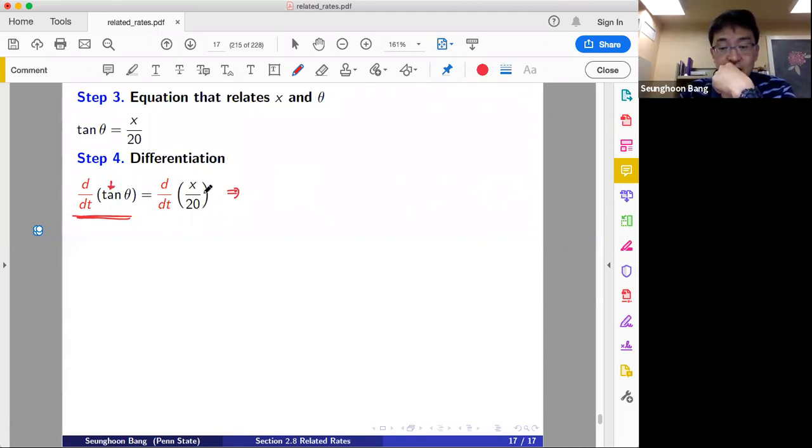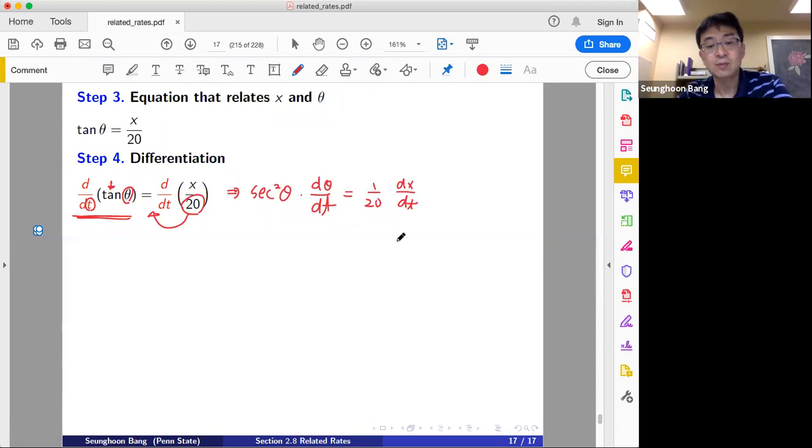The derivative of tangent is secant squared theta, times what? The same. Theta is a function of t, so always use the chain rule. The chain rule is the key. It equals, here, 20 is a coefficient, so take out only 1 over 20 times dx over dt. So like this.